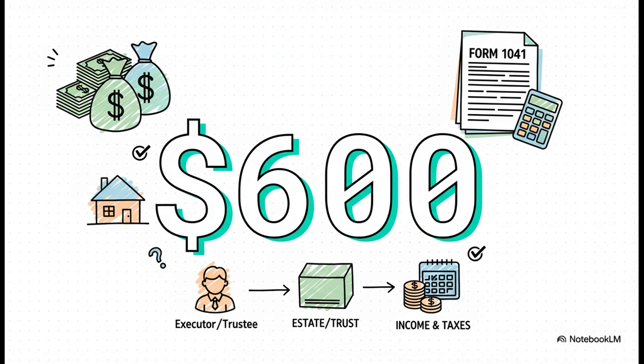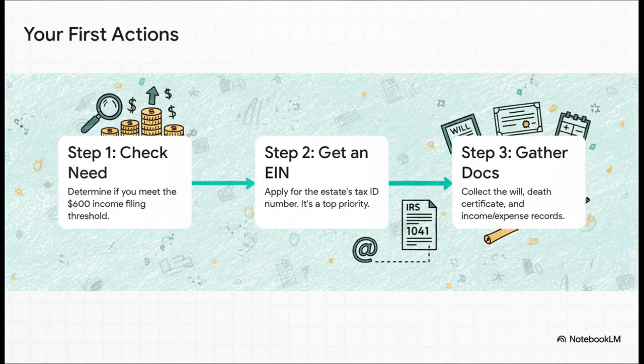That is a super low bar, which means most estates that go through the legal process of probate are going to need to file at least one of these. So, your first moves are clear. Step 1, check if you hit that tiny $600 income threshold. Step 2, and this is a non-negotiable top priority, apply for an employer identification number, an EIN. You cannot use the deceased's social security number. The estate is a whole new thing and it needs its own tax ID. Then, step 3, start gathering up all the key documents like the will and any income statements you can find.